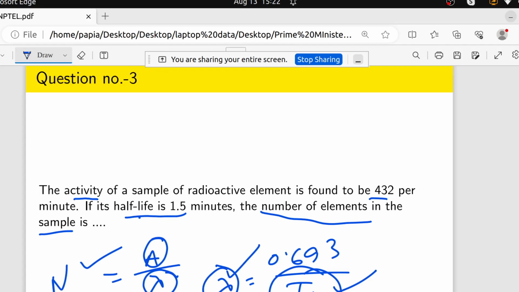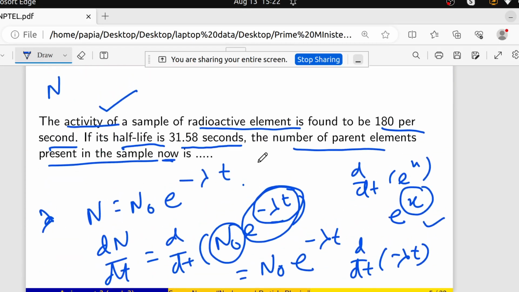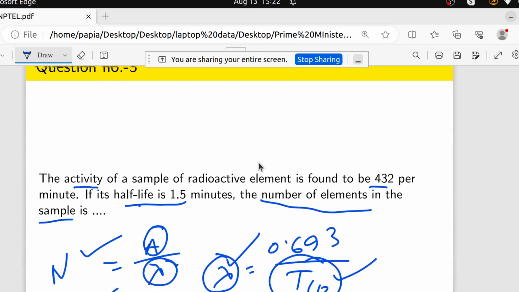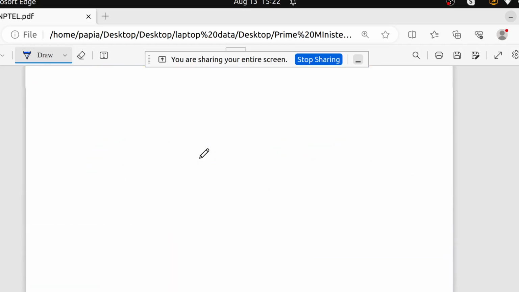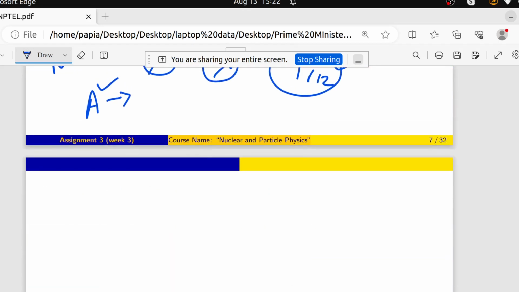So should I go to the next question, or should I calculate that one? As this is very similar to whatever it was in the previous question, right? You can see that the activity of a sample is there, and the half-life is there, then what is the number of elements in the sample? That is the question. Should I do that one? Okay, let's do it.